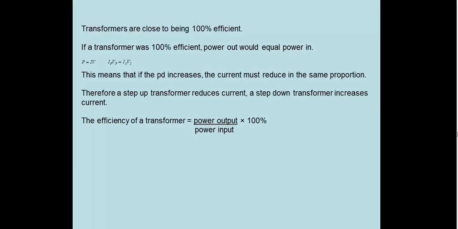The efficiency of a transformer, as with anything, is given by power out divided by power in multiplied by 100%. So efficiency is current secondary times potential difference secondary over current primary times potential difference primary, times 100 as a percentage.